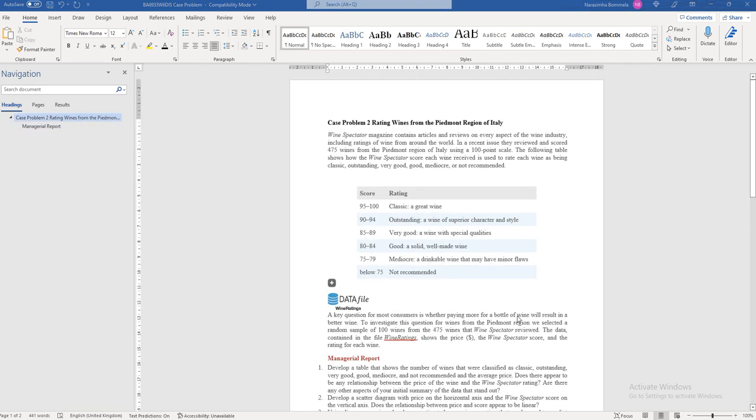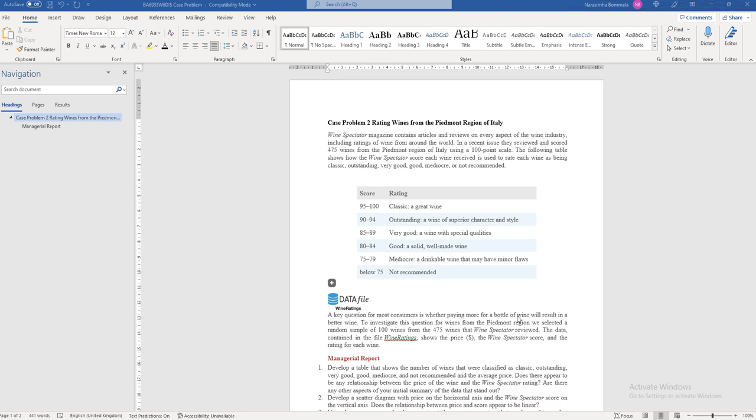So considering the case, it is observed that a survey was conducted and certain details related to wine and wine purchase data were collected. The ultimate question here is whether, as the score and rating of the wine increase, the possibility of purchasing the wine will increase. That should be addressed. Whether it increases or not will be addressed in this case problem.